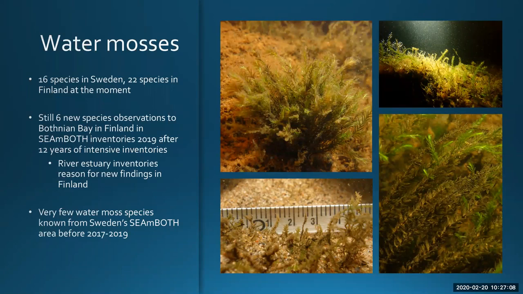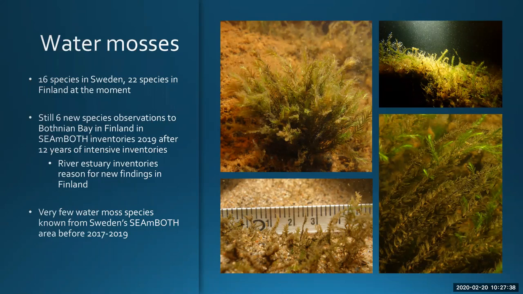And a few words about the water mosses, because they are a big thing here up in the northern part of the Baltic, the Bothnian Bay. Like Linnea said earlier, water mosses are mainly freshwater species. You can find them in lakes and streams and rivers, but also in the very low salinity brackish water here in the Bothnian Bay. And in Sweden, we found 16 species and 22 species in Finland at the moment.